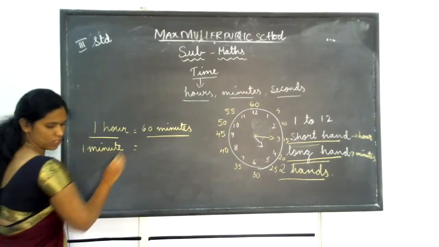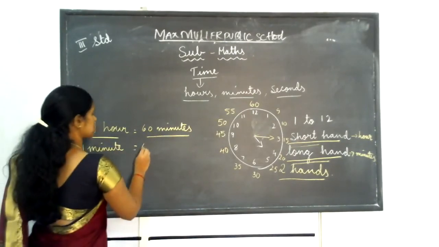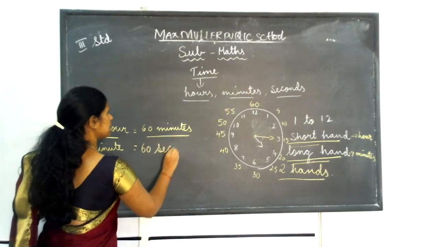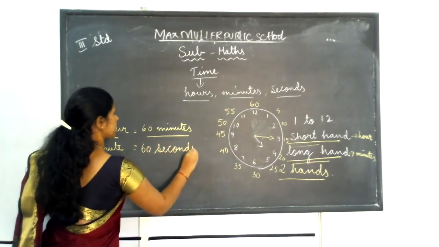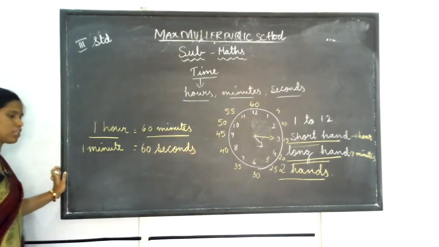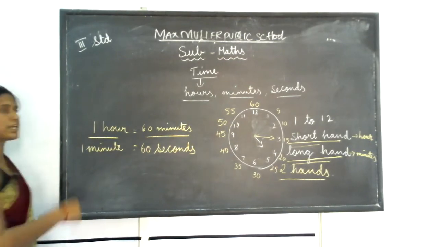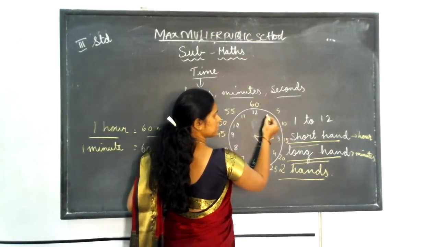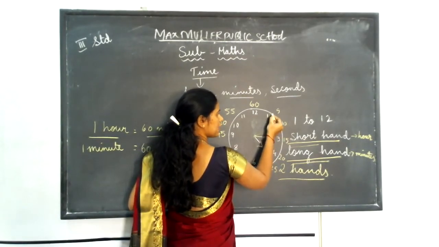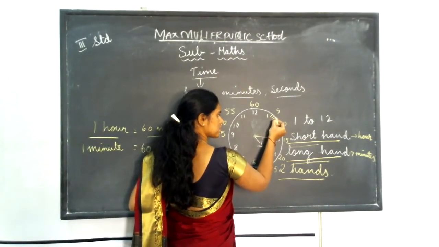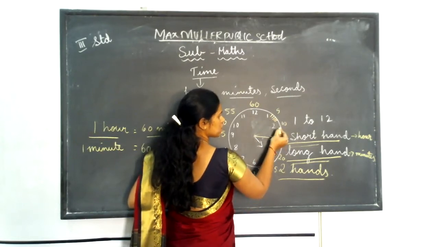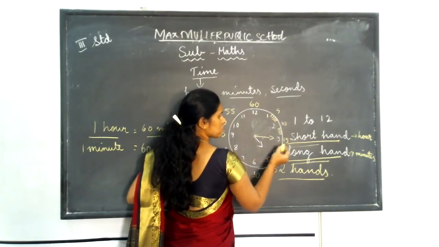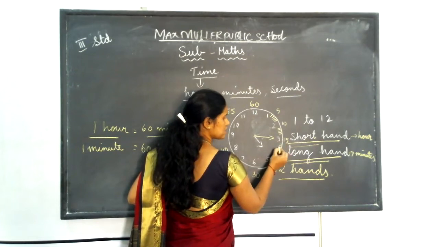1 minute is equal to 60 seconds. 1 hour, 60 seconds. Now slowly you can see in your clock. You have seen a clock, yes or no? How will it be? Small lines will be there. You can see in between these two numbers, they have 5 lines. Here also 5 lines you can see. So here also 5 lines you can see.